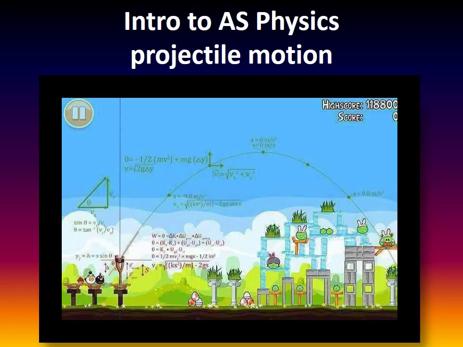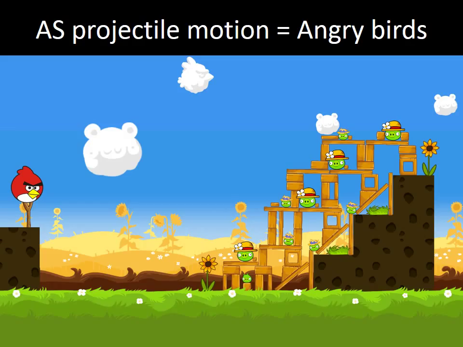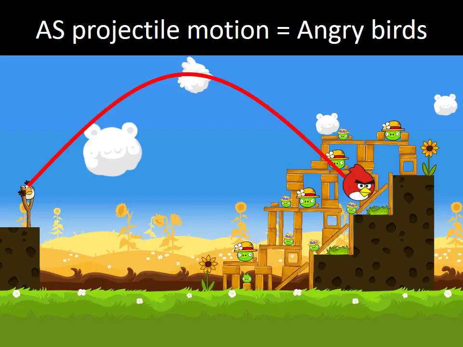Okay, we're going to take a look at projectile motion for AS Physics for Excel. AS projectile motion is a lot like Angry Birds. By that I mean the description of the flight path that projectiles take.